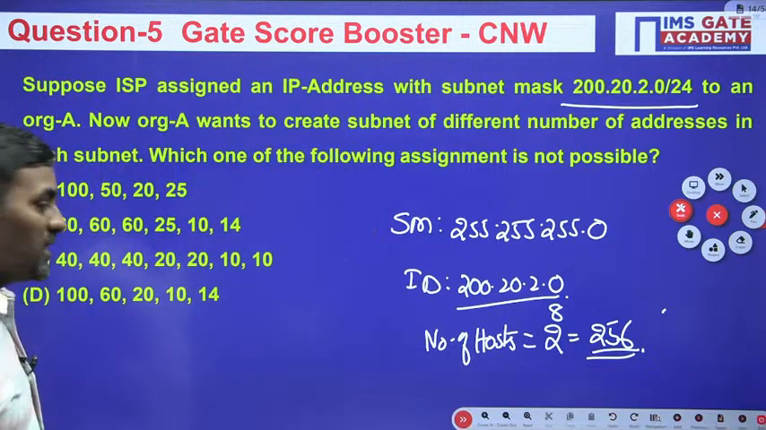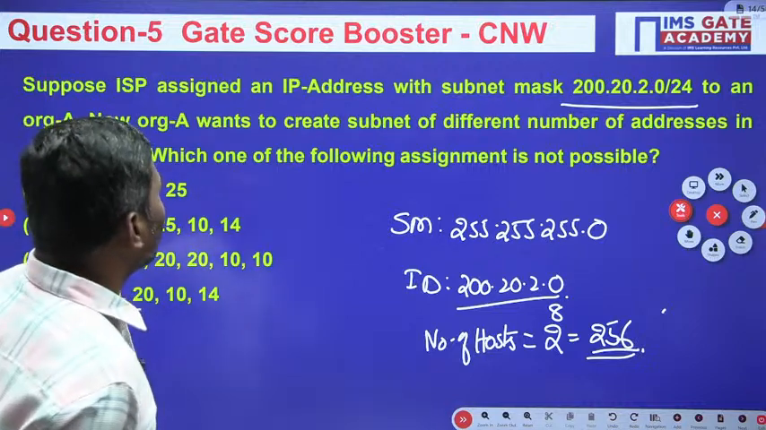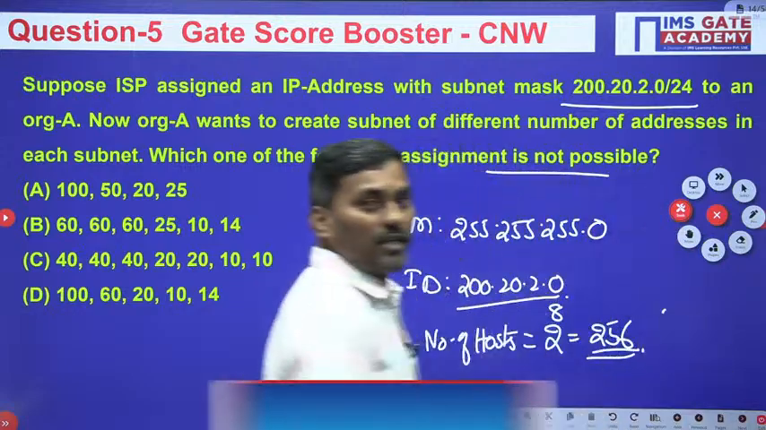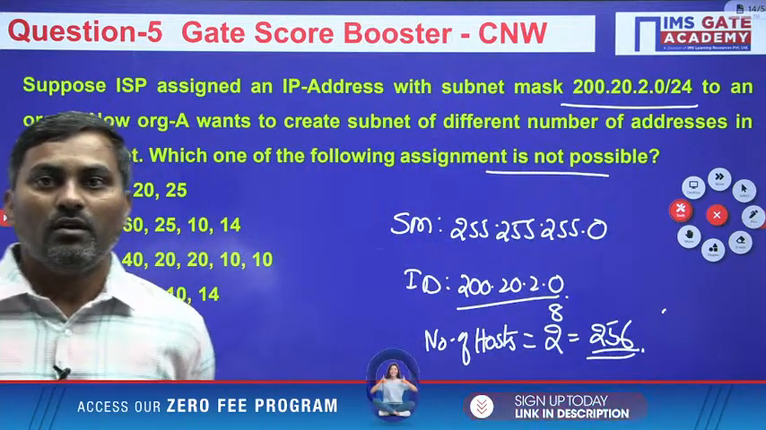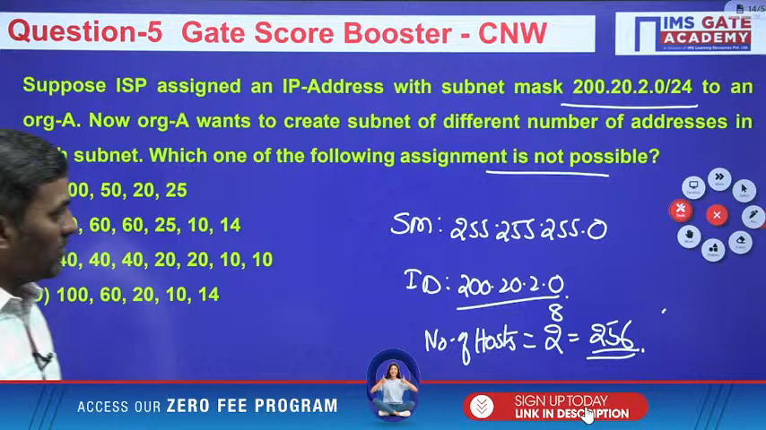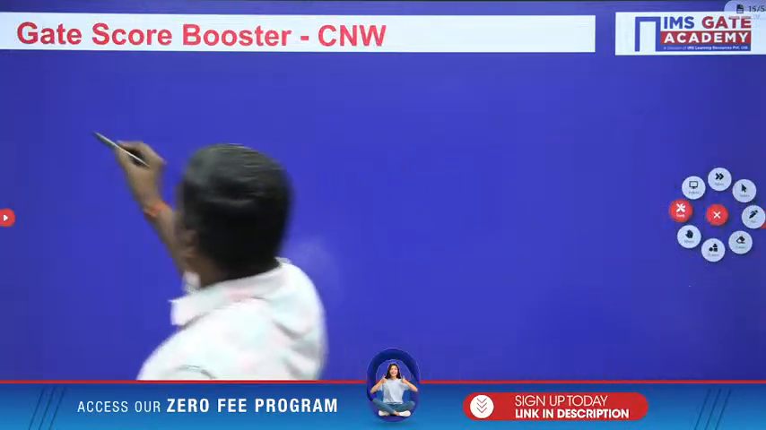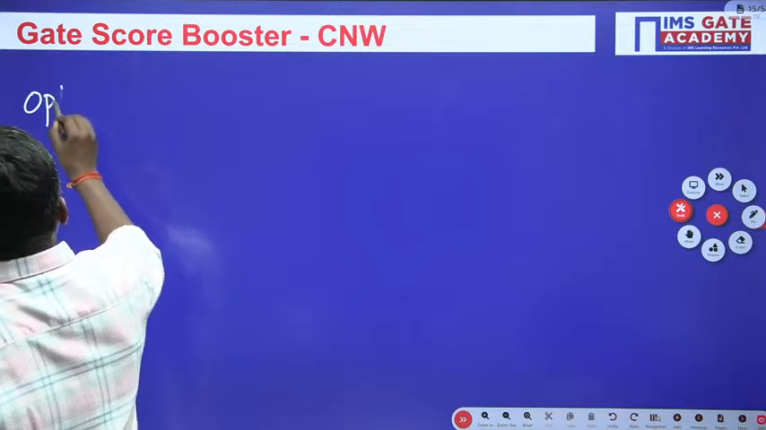JP is saying that D is not possible. Which of the following assignments is not possible? He is asking for the thing that is not possible. Vinay, what is your answer? So this is the basic information, we captured it. If I take option A, let's try whether we are able to create it or not.